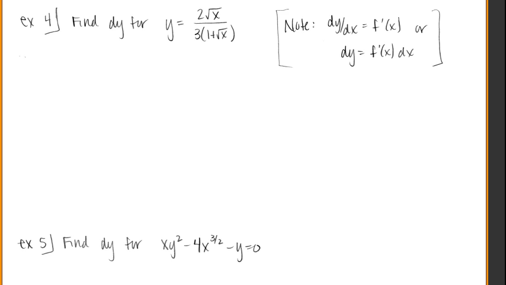All right, let's go on. We're going to find dy. Notice how it doesn't say dy/dx, but just says find dy for y equals 2 square root of x over 3 times 1 plus the square root of x. Well, that's what I'm coming over here to do.